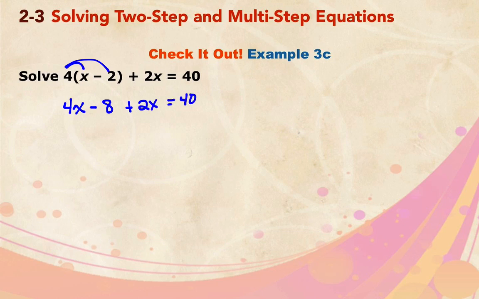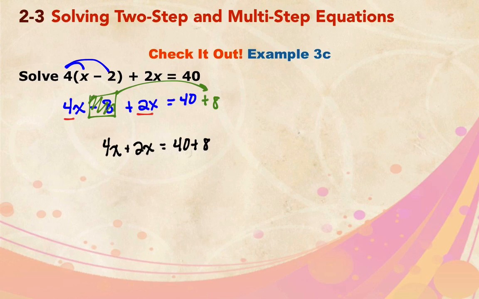Letter terms on my left, so they're there, they're good, they don't have to change sides, but this negative 8 sure does. It's got to go over here to the right. Make that a positive 8. Cancel it out. It's not there anymore. So to rewrite this all, I have 4x plus 2x equals 40 plus 8.